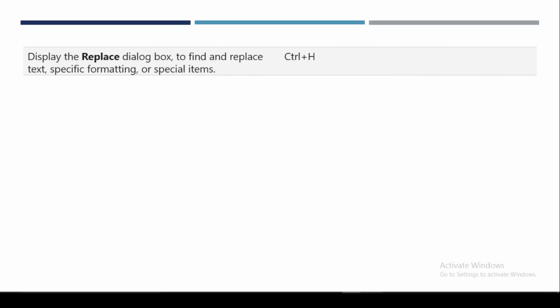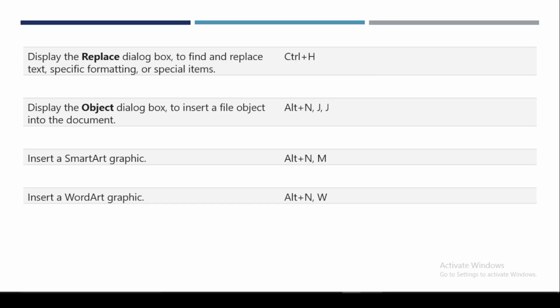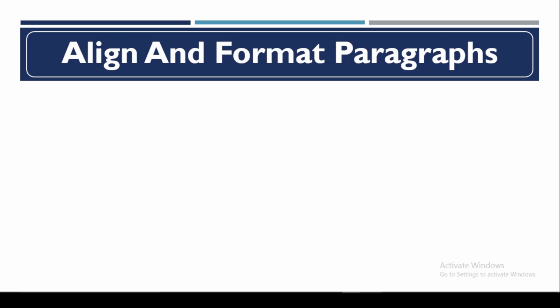Display the Replace dialog box to find and replace text, specific formatting, or special items, Ctrl plus H. Display the Object dialog box to insert a file object into the document, Alt plus N, J. Insert a SmartArt graphic, Alt plus N, M. Insert a WordArt graphic, Alt plus N, W.